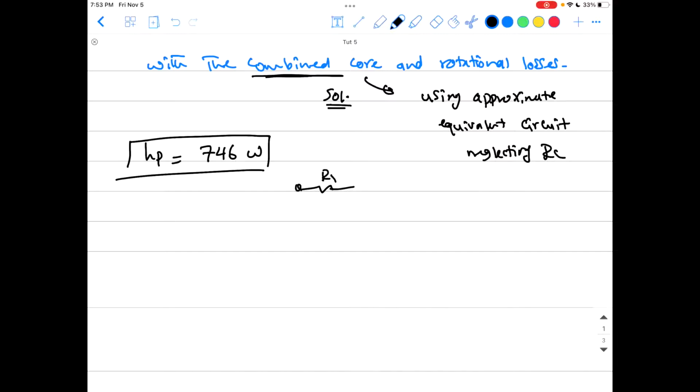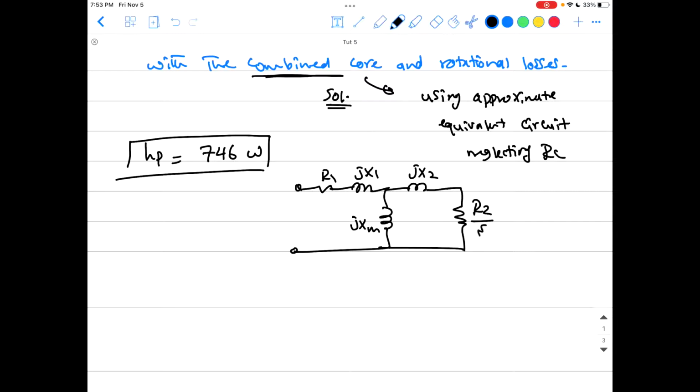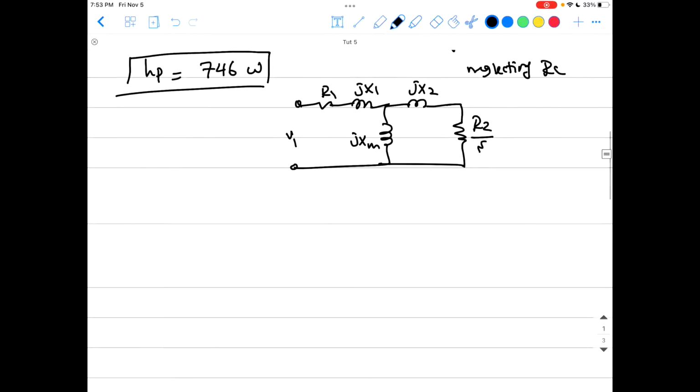So we're using the approximate equivalent circuit here. Draw it for yourself, it's useful all the time. Here it is jX_M, which is the only shunt element because we don't have R_C, since that's the approximate equivalent circuit. Then it is jX2, and here is R2 over s. That is V1. Now remember that this is the per-phase equivalent circuit, so everything here is per-phase quantities.